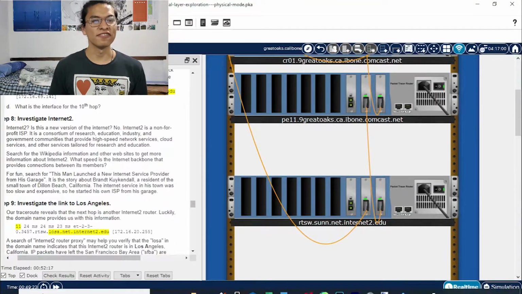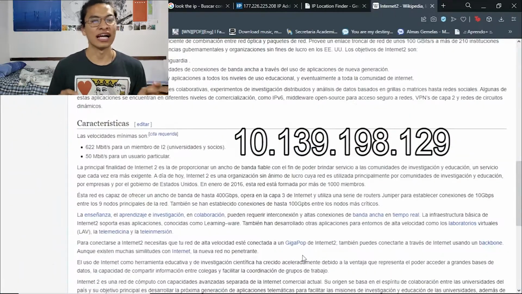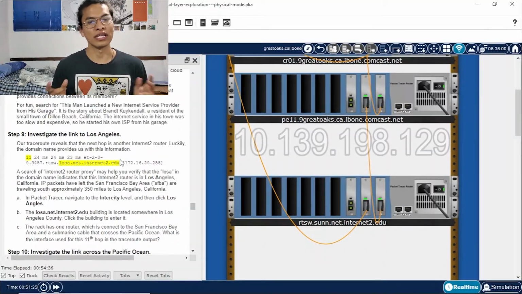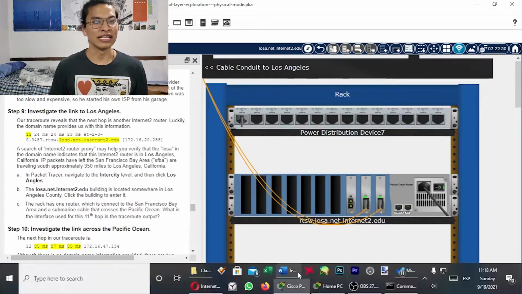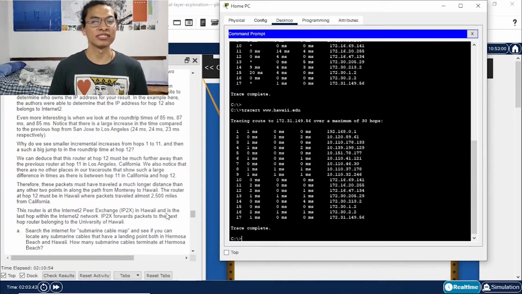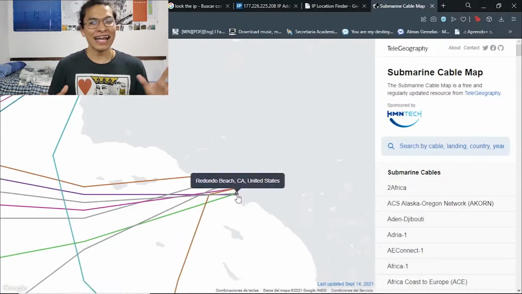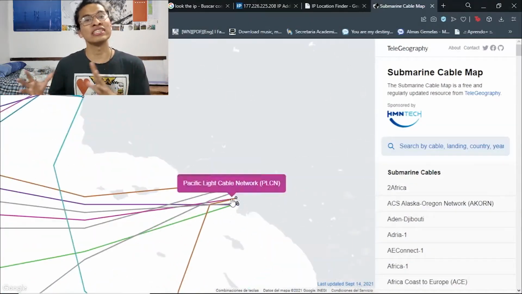The IP of the fourth was 10.139.198.129, and it was a router in the same building. The other interfaces' IP addresses from the same routers didn't appear in the traceroute command because the packet didn't have to cross through those interfaces.